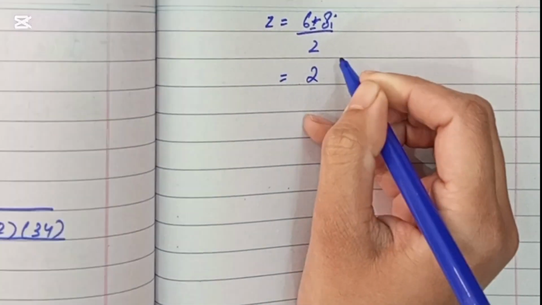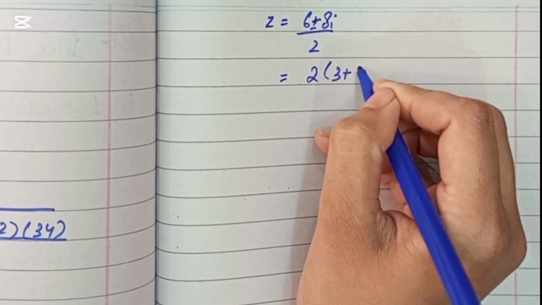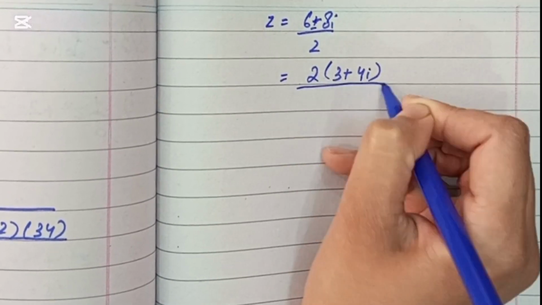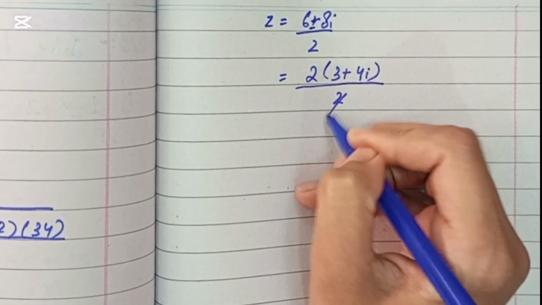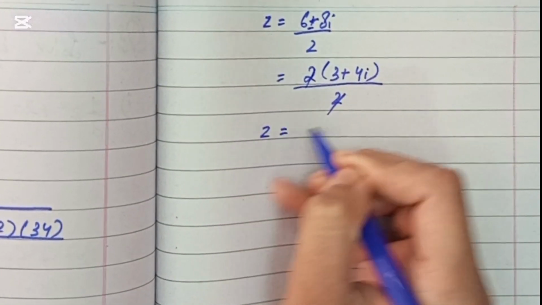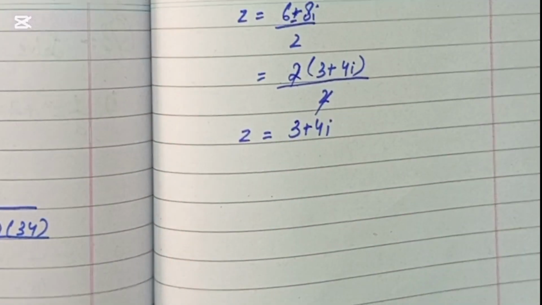And we'll take common 2. Here we'll be left with 3 plus 4 iota because 2 into 3 is 6 and 2 into 4 is 8. Cancel them. And then z equals 3 plus 4 iota would be our answer.